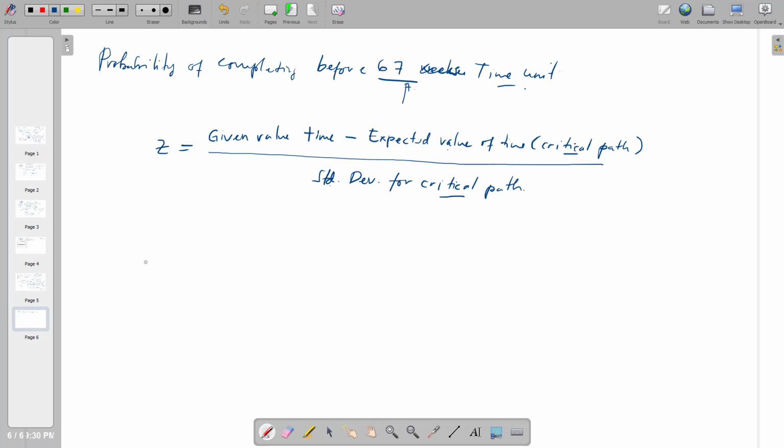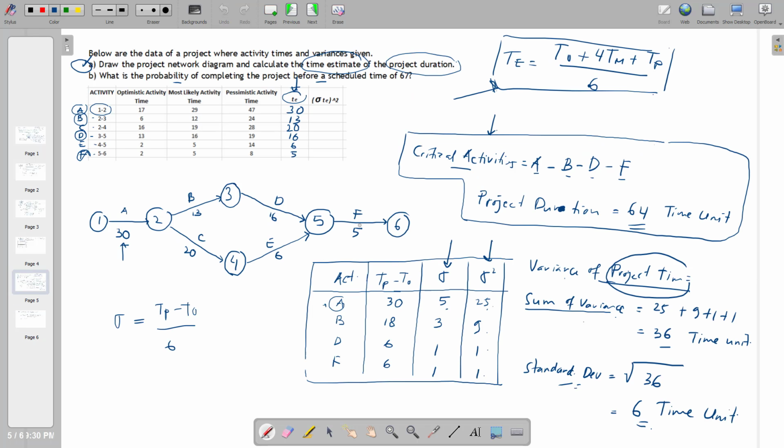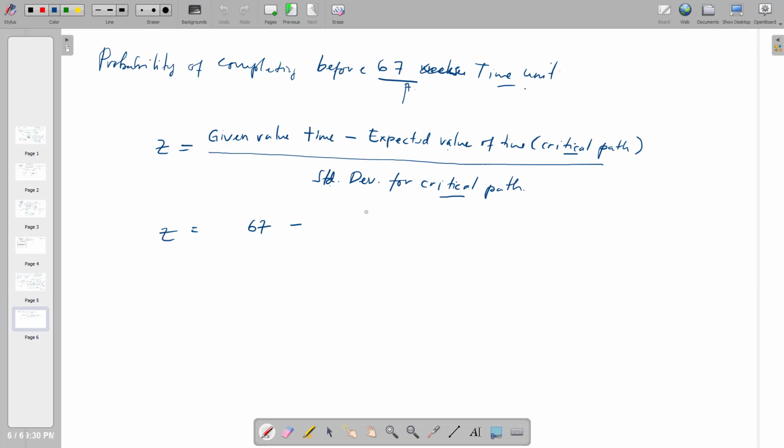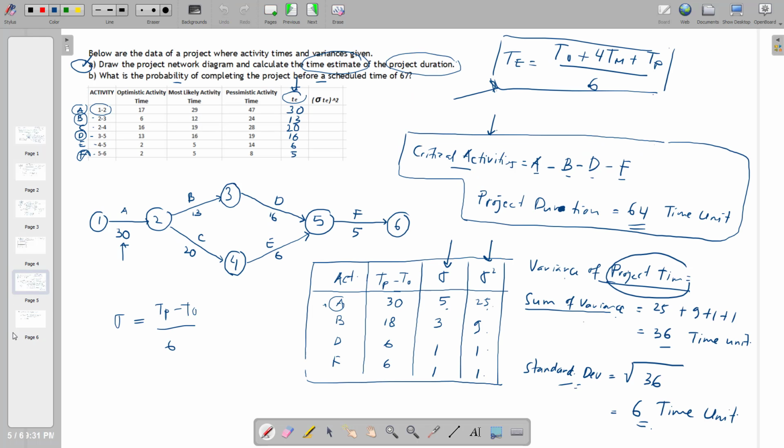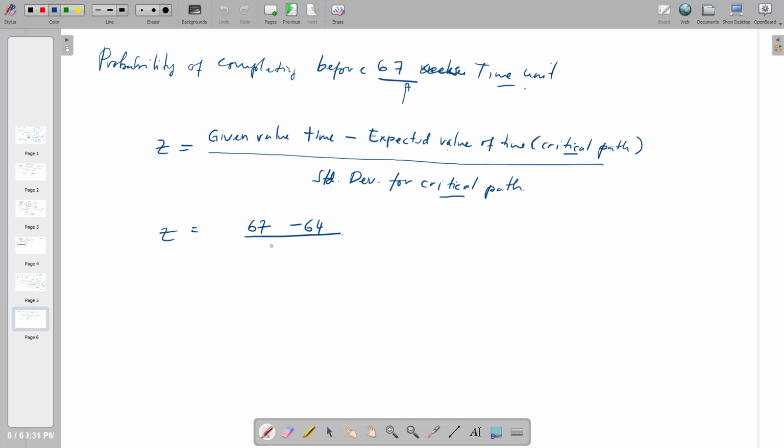So the z value for this is 67 minus the value for the project duration, 64, divided by the standard deviation of 6. What is the value for this? Can you calculate it for me? 1/2. 0.5. 0.5.